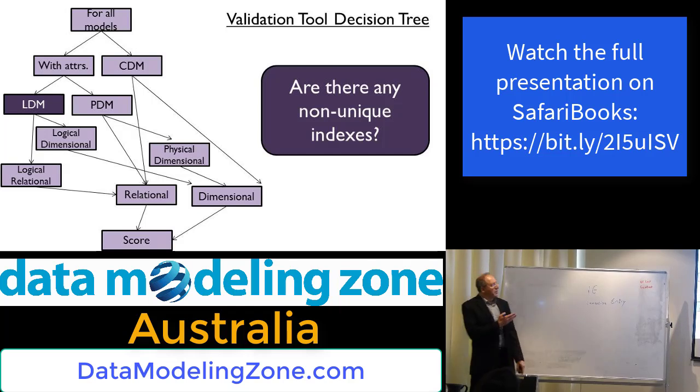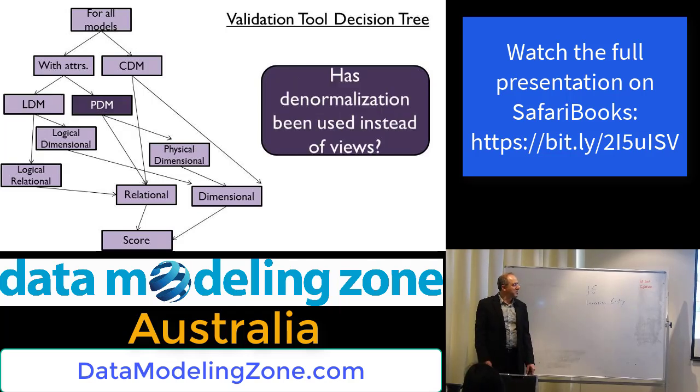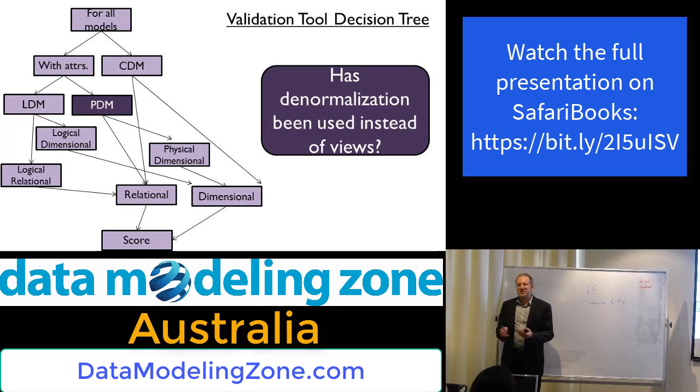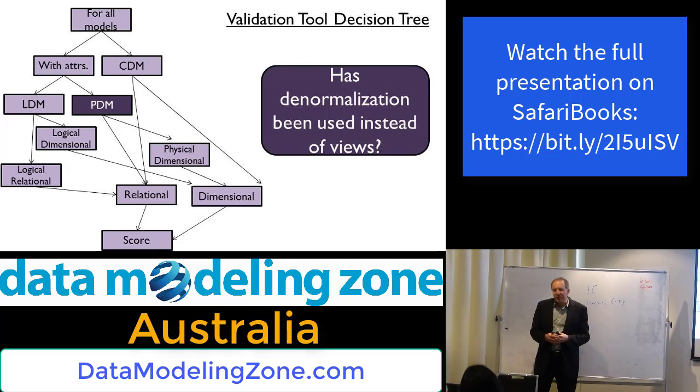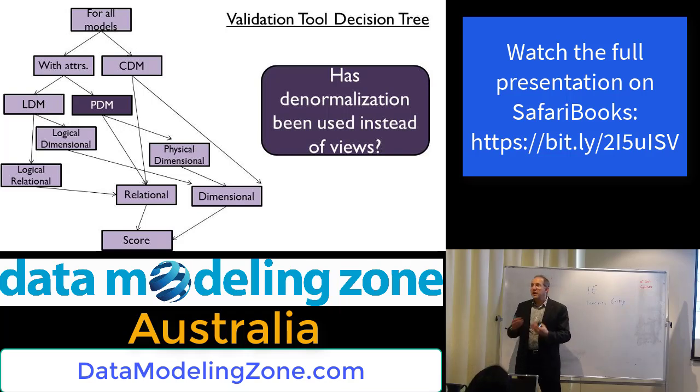So here are some checks that are only for physical models. Has denormalization been used instead of views? So I'm a very big proponent of views. So if I see that somebody's taken our beautiful normalized model and put it all on one table, which happened to me once, I would catch it. I would say, have you considered views? You'll find that most physical data modelers are too quick to put everything together without really thinking of the repercussions, what could happen.